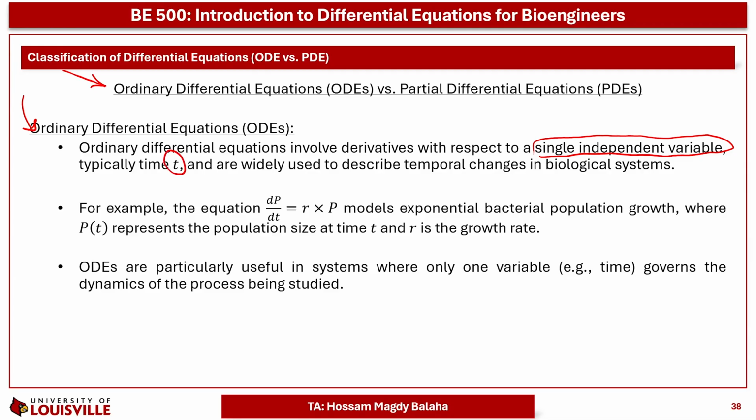For example, in this equation, we have a single variable, which is p, which represents the population size, and r here is a constant, which is the growth rate. So in the whole equation, we have derivatives that reflect a single independent variable, which is the population size. So this can be considered an ordinary differential equation.